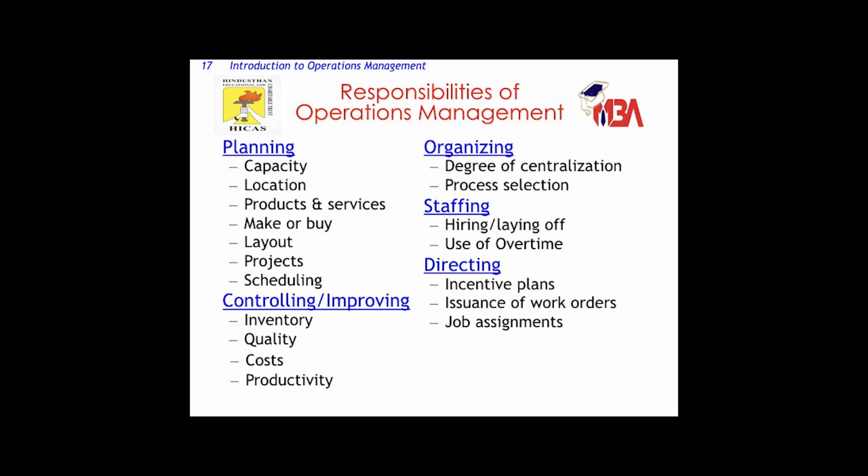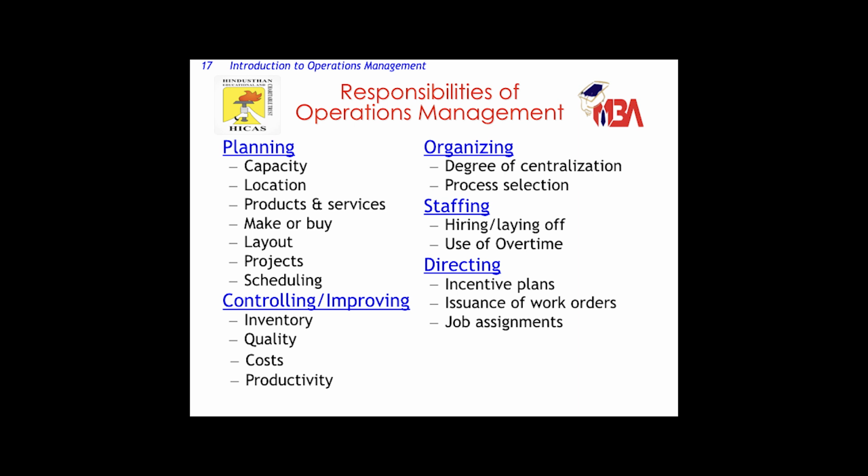Directing: the job of ensuring that every resource in the organization is being utilized as per plan, monitoring the performance of them, giving them direction, providing them incentive plans so that their output can be increased, and giving them instructions. These are the activities that each and everybody has to do so that the organizational objectives can be achieved, or the production objective can be achieved, or the service objective can be achieved.